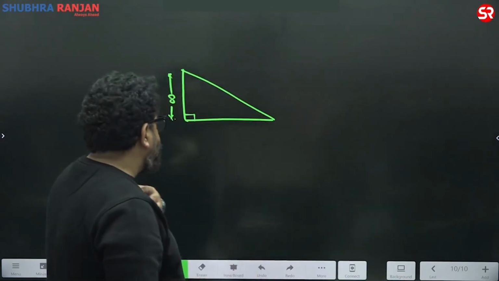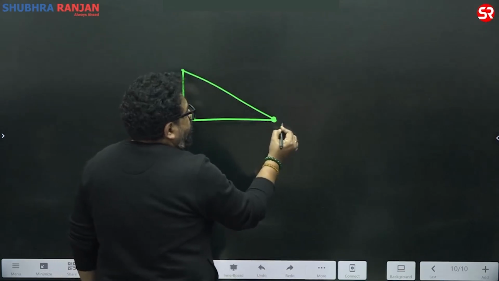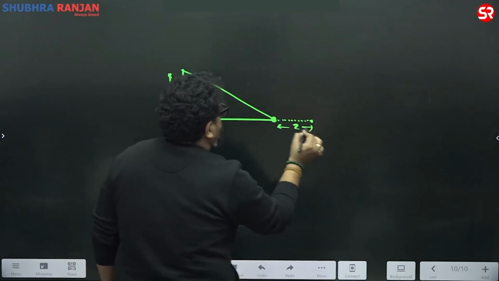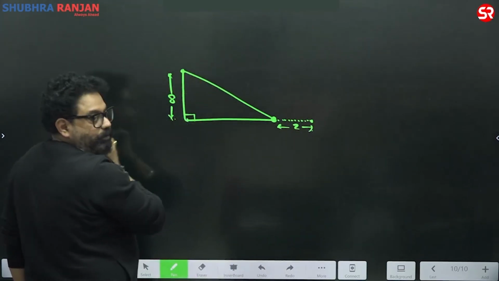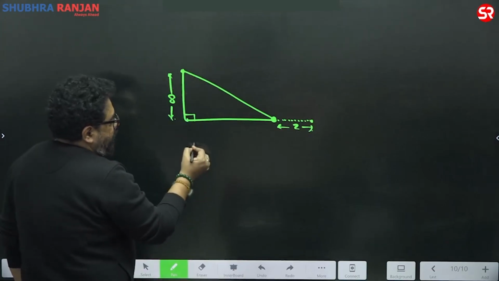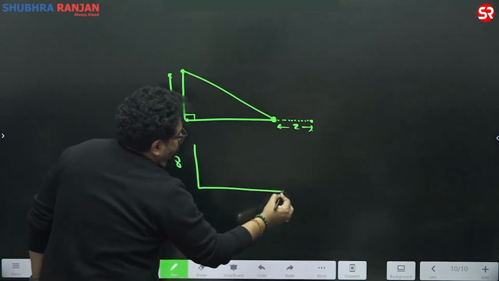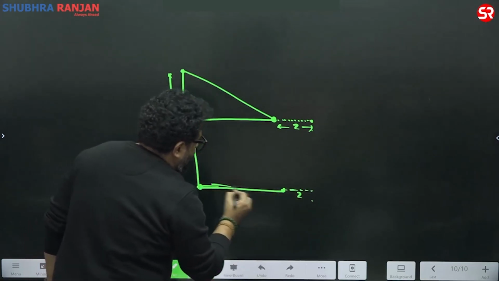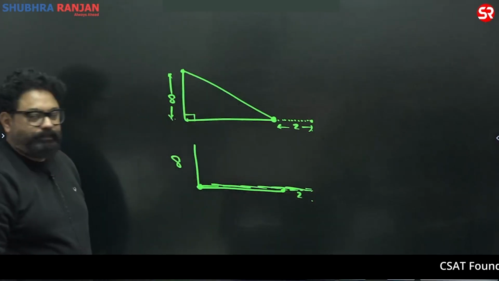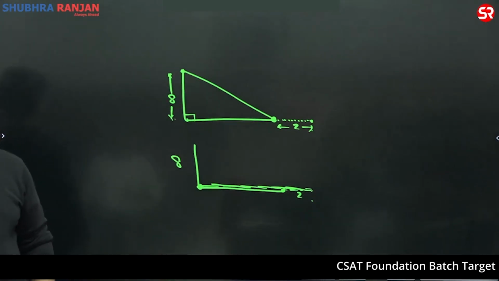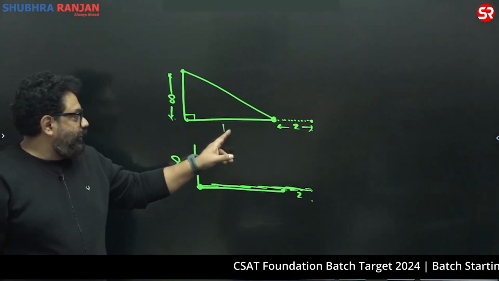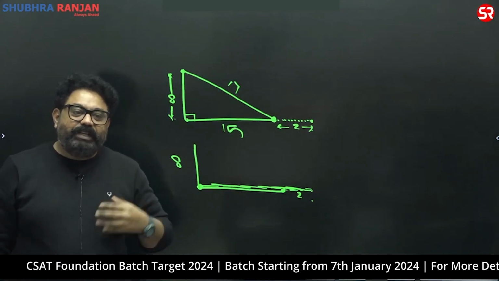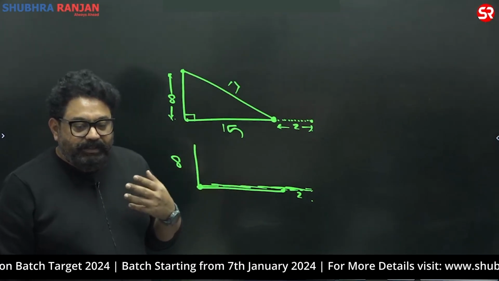So what is happening is, see, if I take this bottom 2 meters away, the top of the ladder falls to the foot of the wall, right? This is 8 only, I have taken it 2 meters away, so now this is the ladder. This is 15, this is 17. The question is, what is the length of the ladder? So I am asking you, what is the length of the ladder?